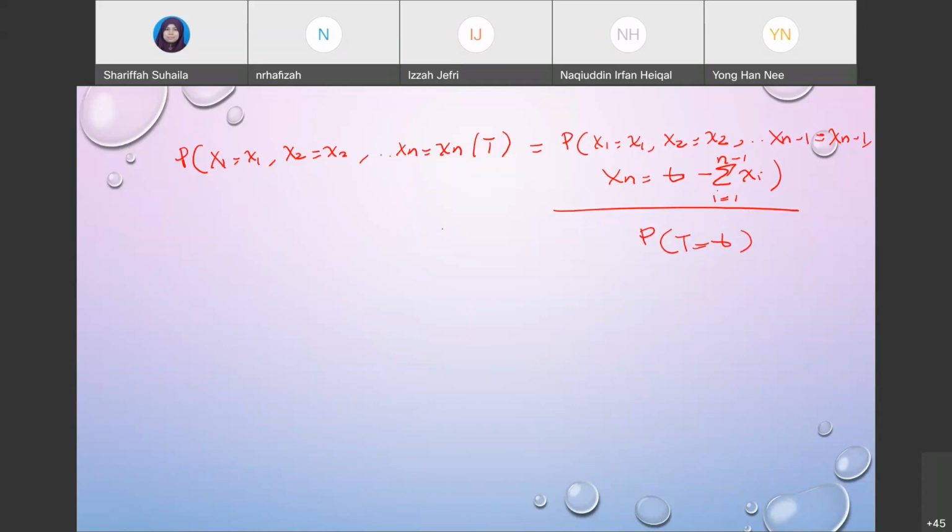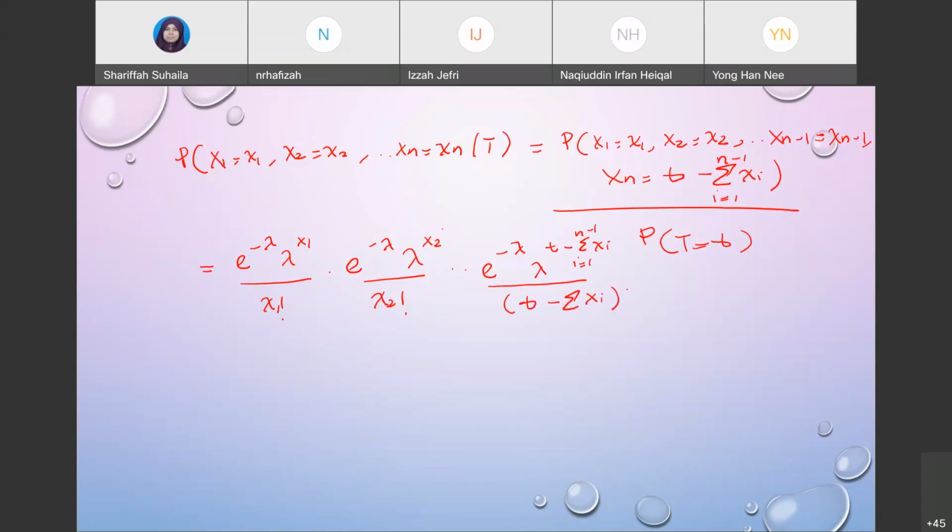So now we substitute their probability values. That means you will have exponential negative lambda, lambda to the power x1 over x1 factorial, exponential negative lambda, lambda to the power x2 over x2 factorial. Here we have exponential negative lambda for xn, which becomes lambda to the power t minus summation xi, i equals 1 up to n minus 1, over t. Sorry, i equals 1 up to n minus 1.